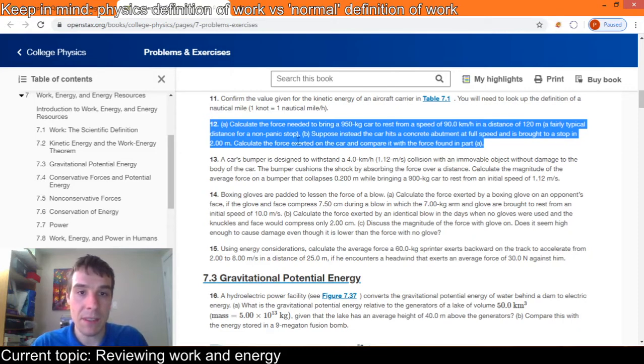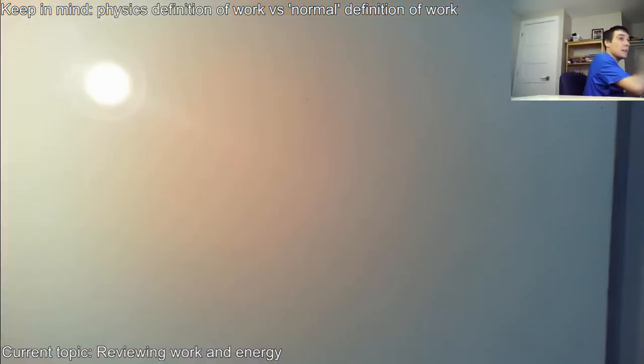There's a typical distance. Or suppose instead the car hits a concrete abutment at full speed and is brought to a stop in 2 meters. Calculate the force exerted on the car compared to the force found in part A. This involves our kinetic energy formula, and it involves our work equation. So I'm going to stick this over to the document camera.